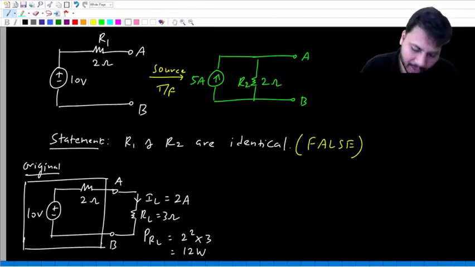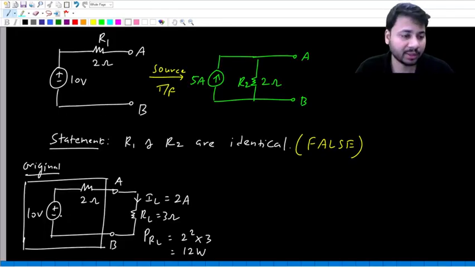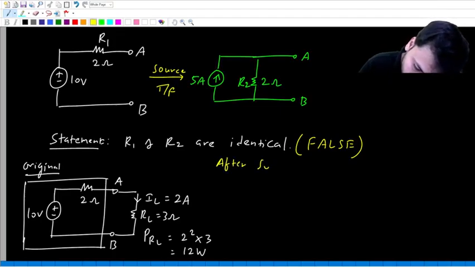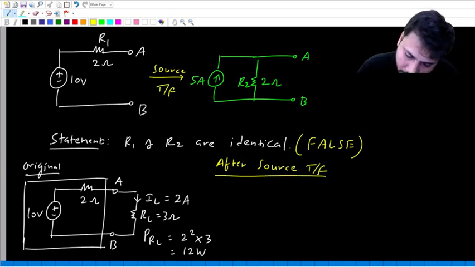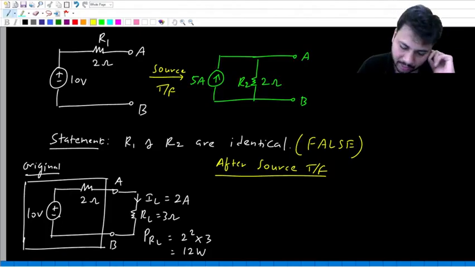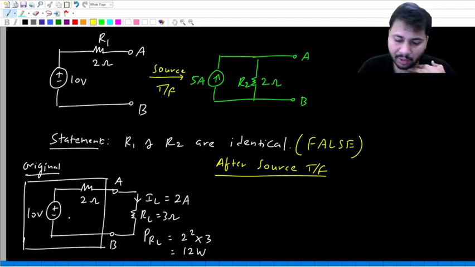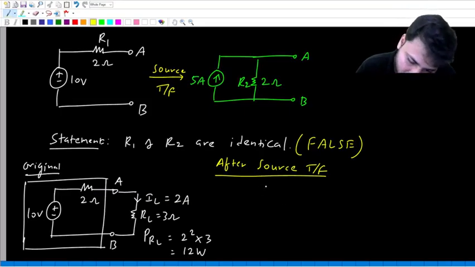Now when you modify this white color box, right now the white color box is a voltage source in series with resistance. How do you modify this? We can do source transformation. After source transformation, this white color box will become 10 volts in series with 2 ohms becoming 10 by 2, that is 5 amps in parallel with the same 2 ohm resistor. That is what we have drawn earlier as well.